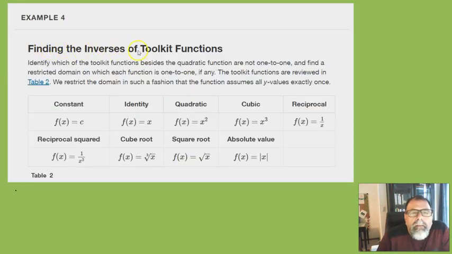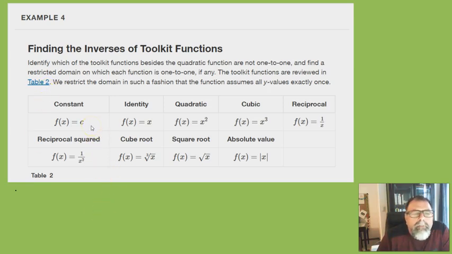Example 4, finding the inverses of toolkit functions. Identify which of the toolkit functions, besides the quadratic functions, are not one-to-one, and find a restricted domain on which the function is one-to-one, if any. The toolkit functions are reviewed in table 2 right here.